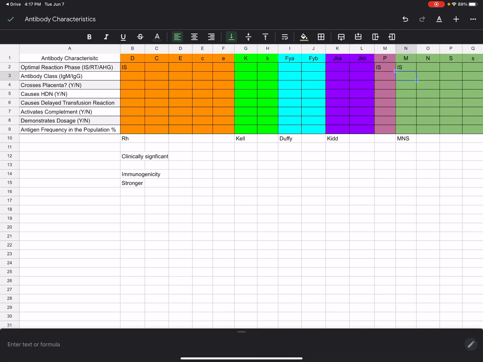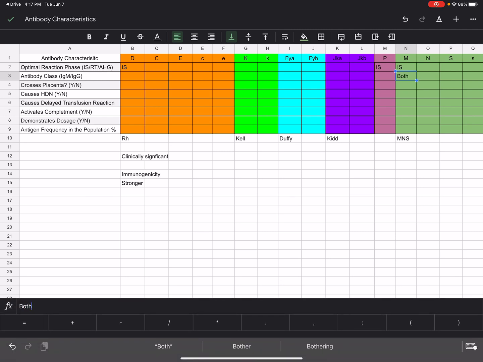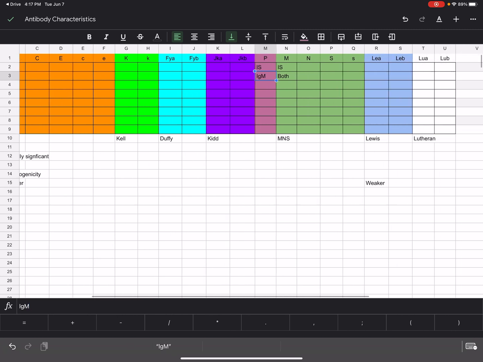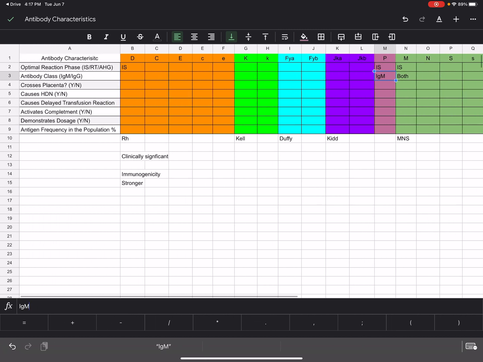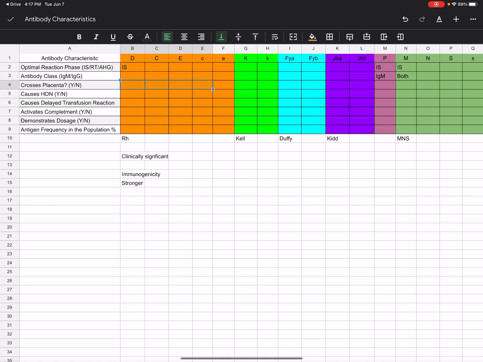M can be either, we'll say both, but typically M is usually IgM. P is usually IgM, colder acting. Everything else pretty much is going to be IgG or bounce back and forth. Now, remember, can it cross the placenta? I'm just going to go like this, and we're going to merge this.